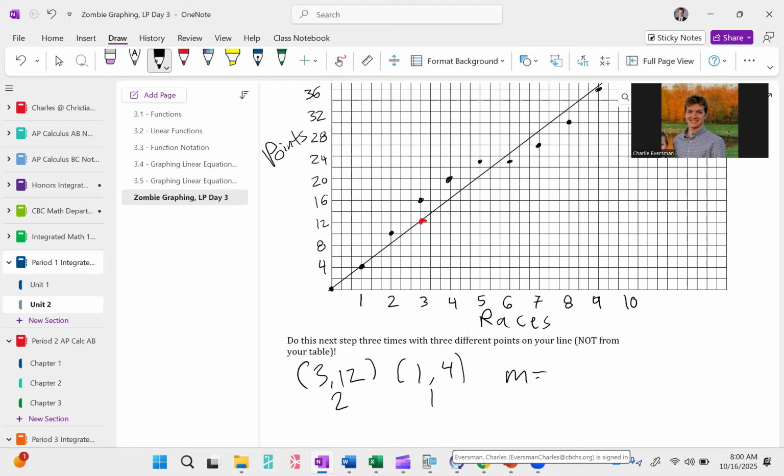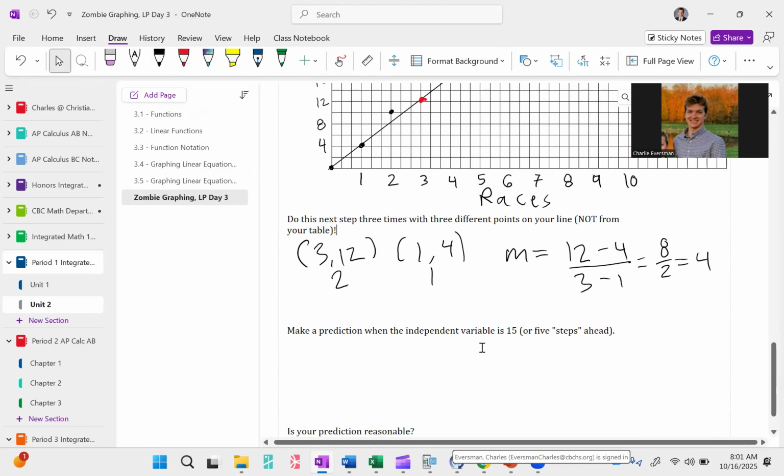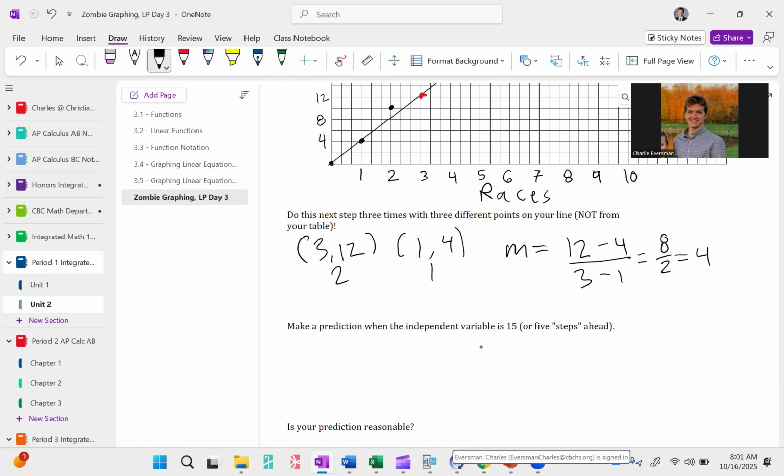So my slope here then is going to be 12, my y2, minus 4, my y1, over 3, my x2, minus 1, my x1. And I get 8 over 2, or 4. All right, so my slope here is 4. And I would repeat this with 3 points, right? I want you guys to do this with 3 different points just to verify that your slope on your line is the same as you go. All right, so now I'm going to make my equation for my line, right? Again, I'm looking for a form y equals mx plus b.